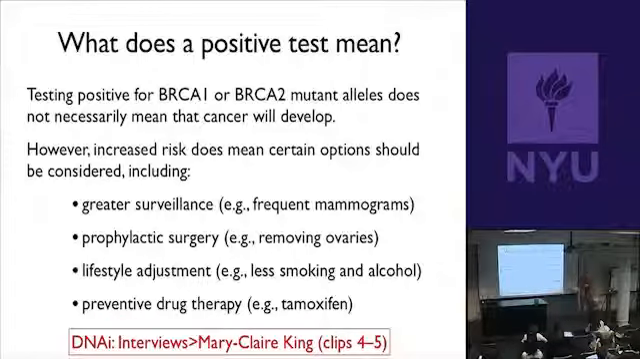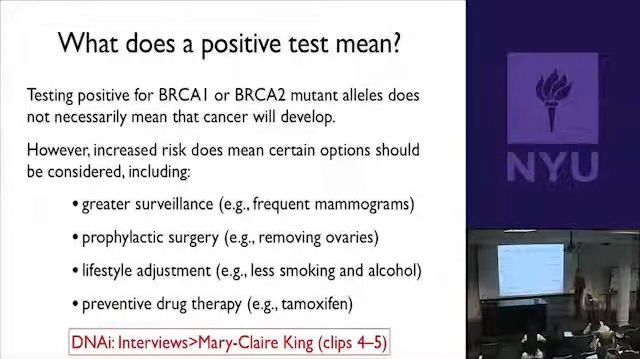These are the most common things that people consider when they get a positive test result for one of these genes. One of those is just greater surveillance, so getting mammograms more often, so that if you do develop breast cancer, you catch it really early. Another is prophylactic surgery. That is surgery that's not necessary to remove some cancer at the time, but is done to prevent that organ from developing cancer in the future.